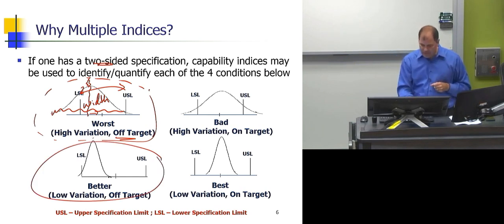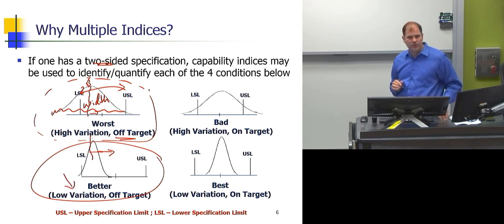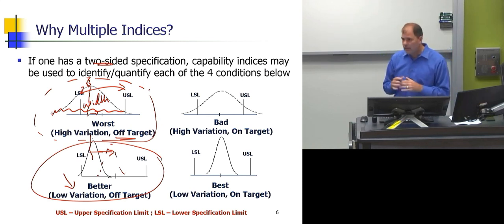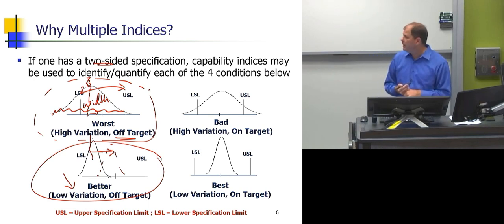I have a mean off target, but I'd actually argue I have low variation. I have low variation because if I took that same level of variability and I shifted this curve, I would not have any problems. I would be in specification. These are all possible conditions. I want to know that. If I have this situation, I might think about how might I solve that.